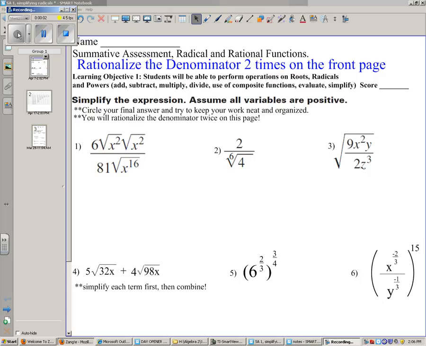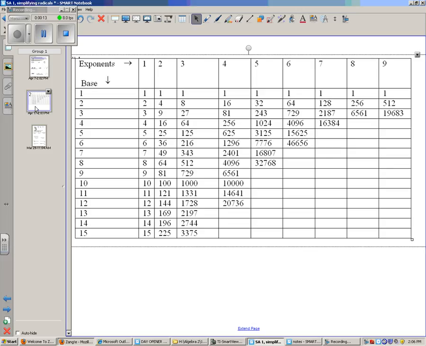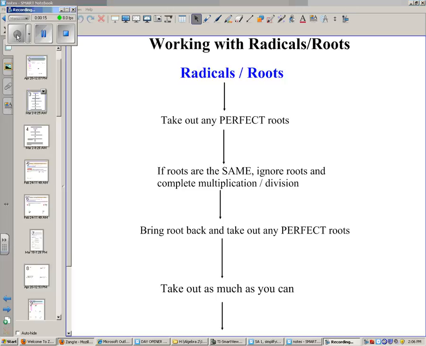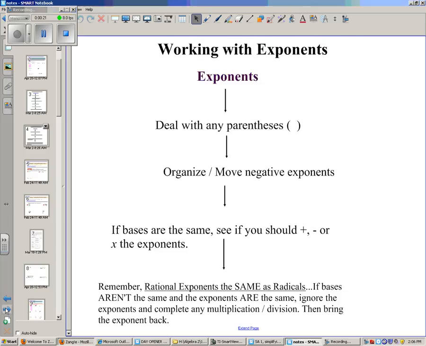Okay, so here is the answer key to the assessment. If you need to retake it, definitely watch through the whole video. The one thing you're going to want to probably have in front of you are your cheat sheets, definitely the exponent table, and then you'll also want to have your flow charts, the one with radicals and roots, and then the bottom part with the exponents, because that's going to help you get through these problems as well.